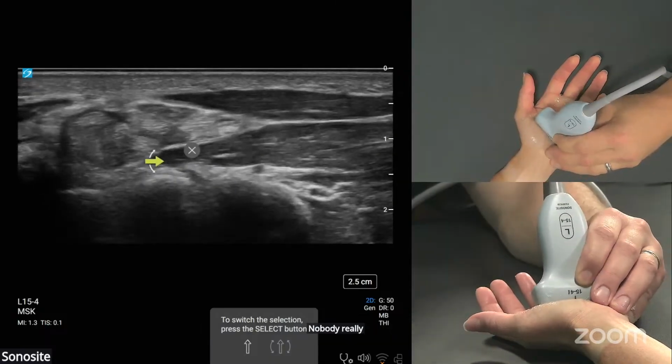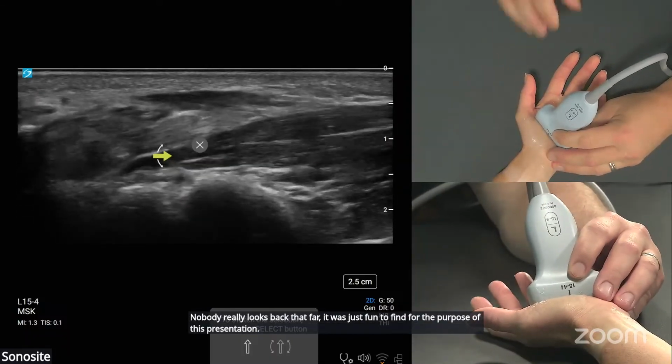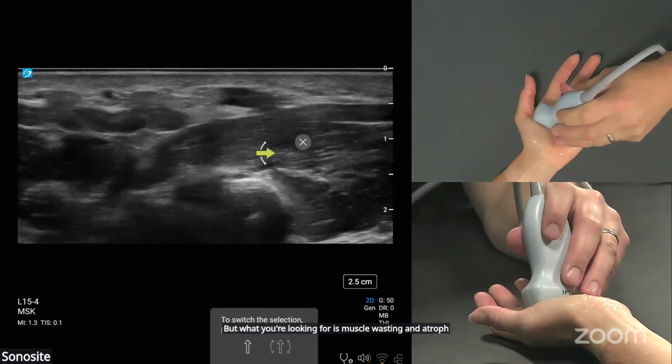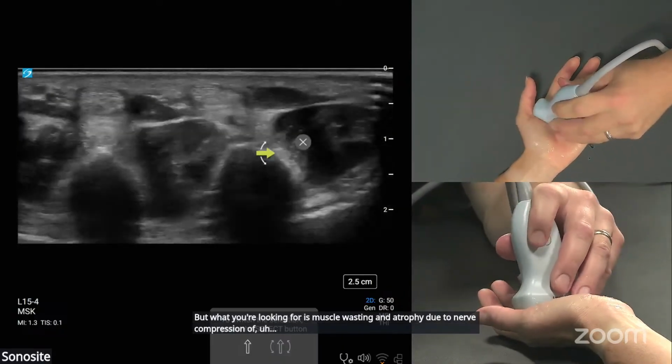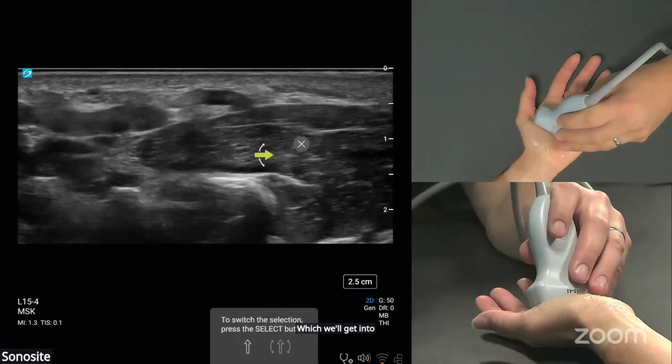Nobody really looks back that far. It was just fun to find for the purpose of this presentation. But what you're looking for is muscle wasting and atrophy due to nerve compression of radial and ulnar nerve branches here, which we'll get into in the advanced webinar.